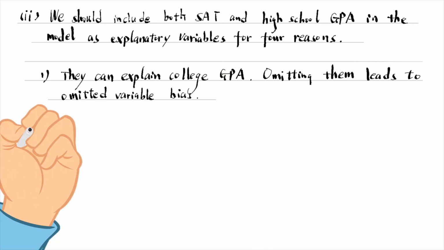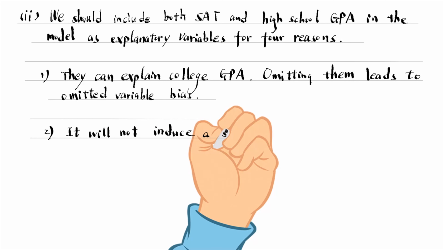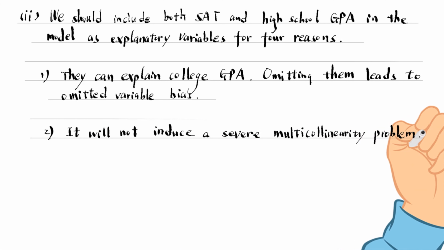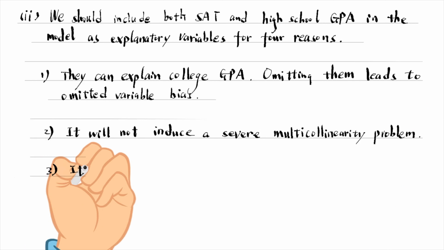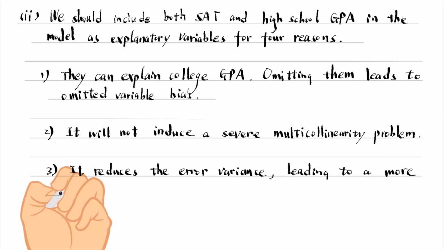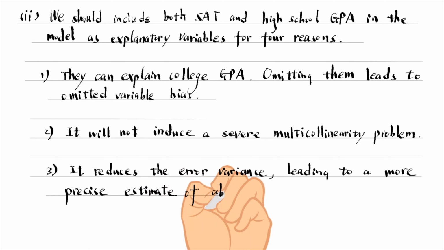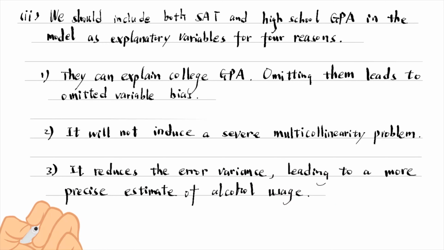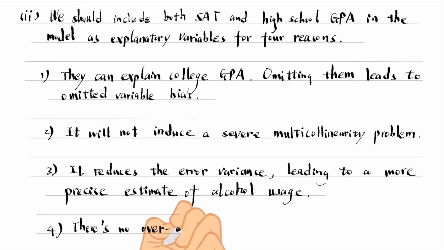Second, it will not induce a severe multicollinearity problem. Third, it reduces the error variance, leading to a more precise estimate of alcohol usage. Fourth, there's no over-controlling problem.